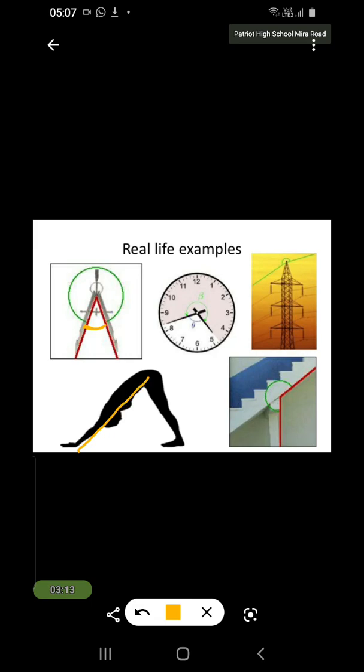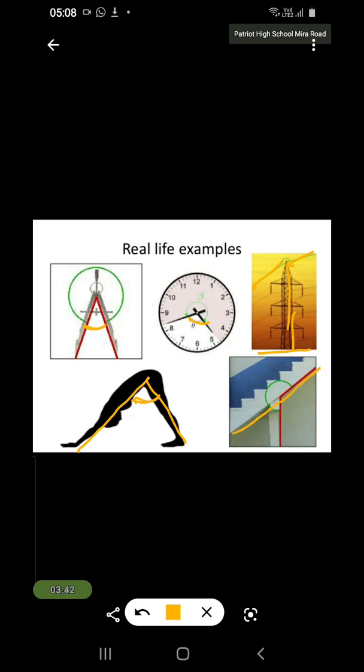He is doing yogasana, and this is the angle made by his body with the legs. The clock makes an angle. The arms, when they rotate, make an angle. The electric pole: the wires make an angle with the pole. The pole makes an angle with the ground.